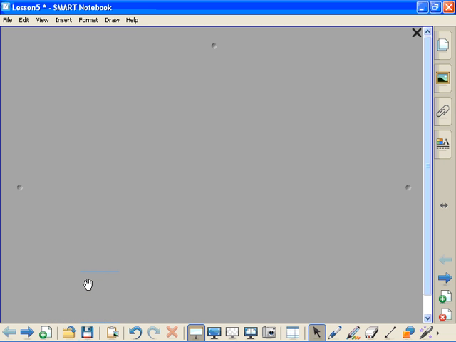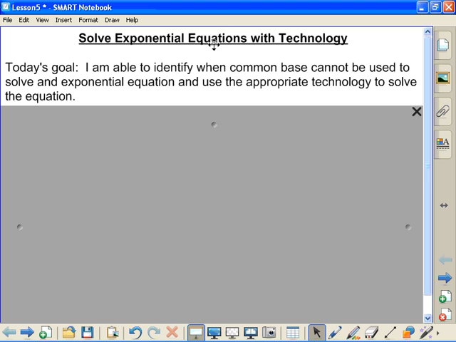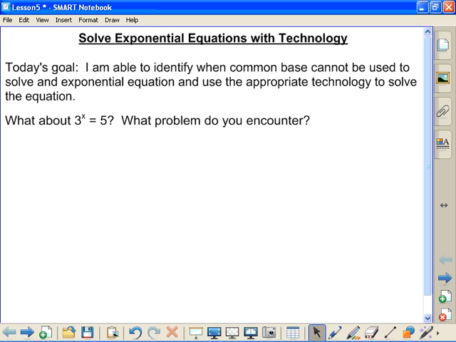Alright, so today we're on lesson 5. The topic is solving exponential equations with technology. So what's the goal? You're able to identify when a common base cannot be used, and you need to solve this exponential using the appropriate technology. So basically, what we are doing is continuing what we did yesterday, except we're addressing this problem right here.